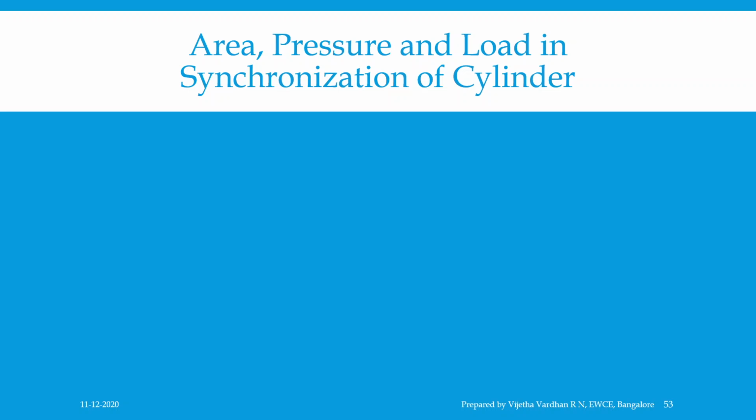Let F1 and F2 be the loads acting on cylinder 1 and 2 respectively, and let P1, P2 and P3 be the pressures of the fluid on the head end of cylinder 1, the rod end of cylinder 1, and the rod end of cylinder 2 respectively.